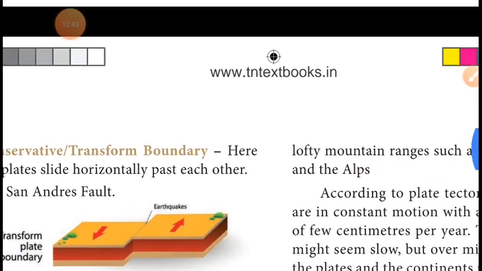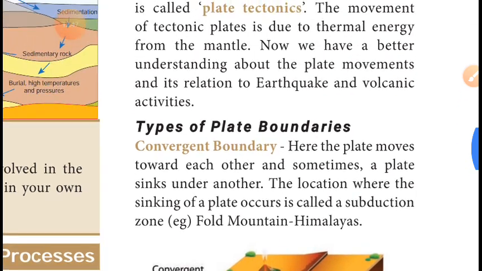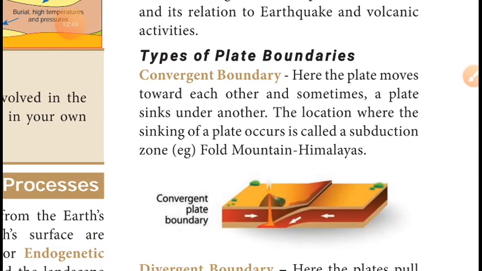So what have we learned from this topic? What are the types of boundaries we have discussed so far? First one, convergent boundary. Two plates move toward each other, one plate sinks, and the other does not sink. That is called a convergent boundary. Example for the convergent boundary: Fold Mountain, Himalayas. Look at the picture, and you can easily understand it.